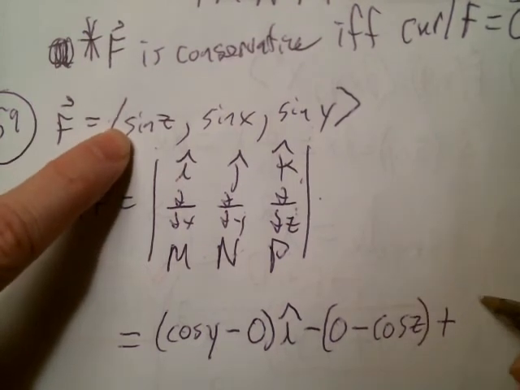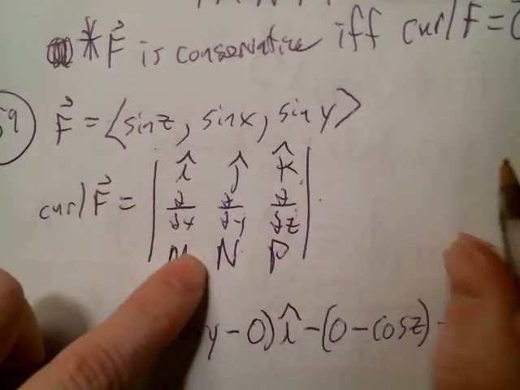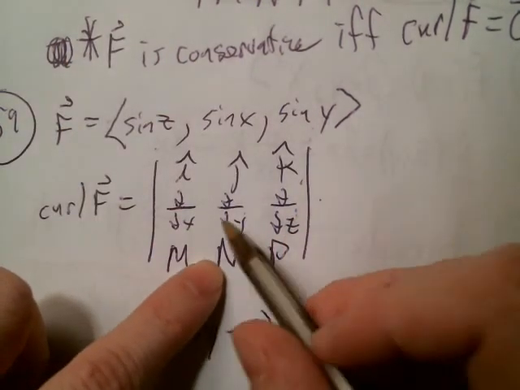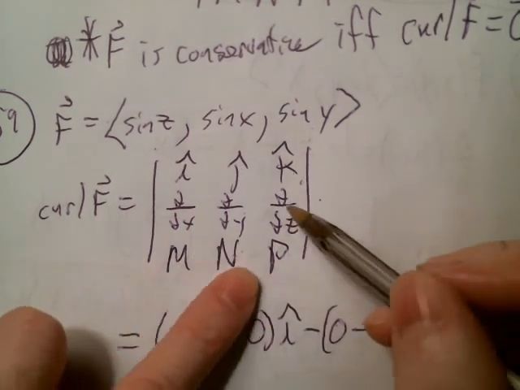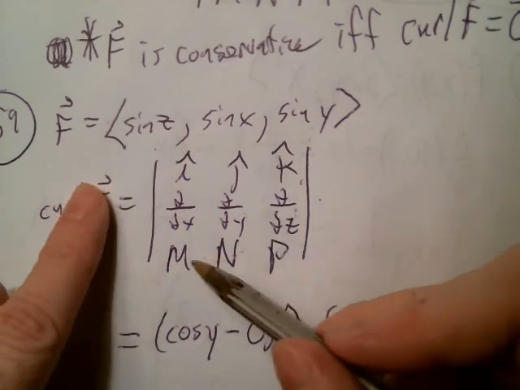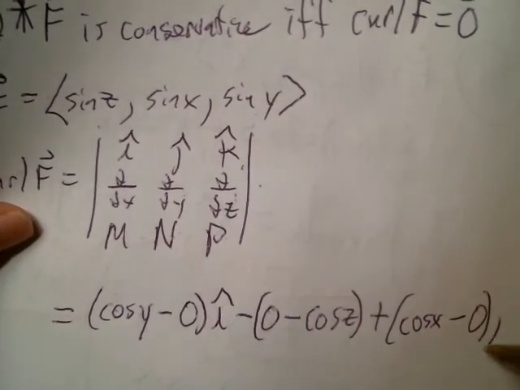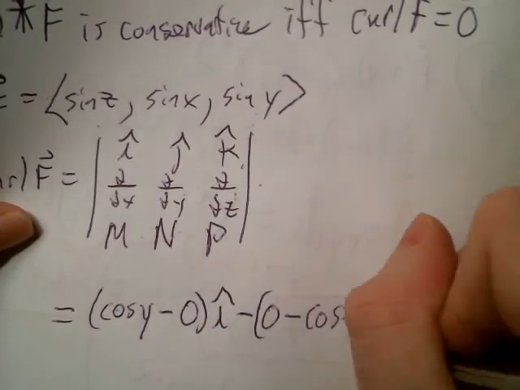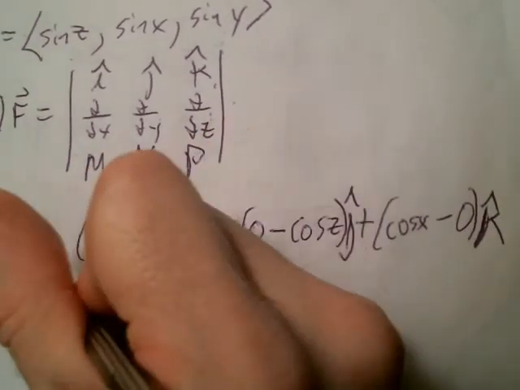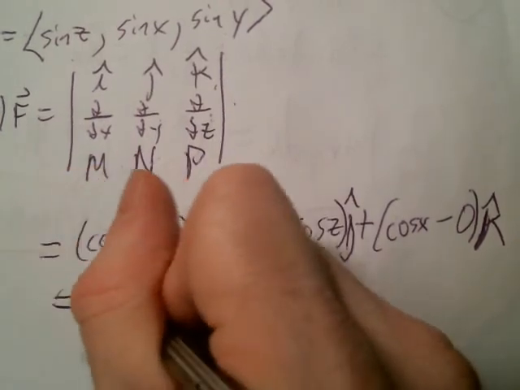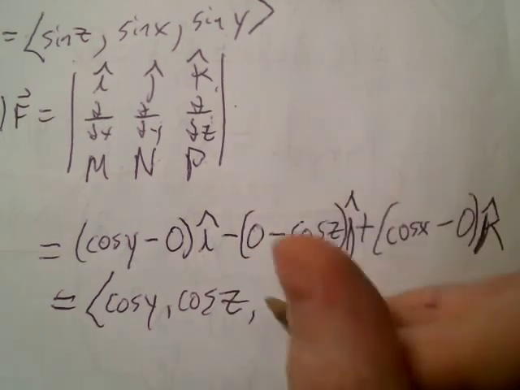And then plus, finally, cover up the last column, first row: partial of N with respect to x. That would be cosine x, minus the partial of M with respect to y. So the partial of that with respect to y is just 0. I lost my j, and this should be k. Sorry. All right, so my final vector is cosine y, cosine z, and then cosine x.